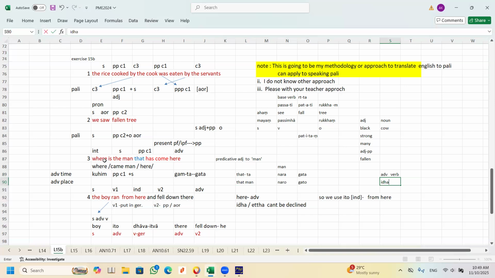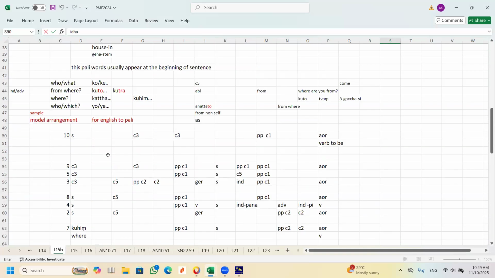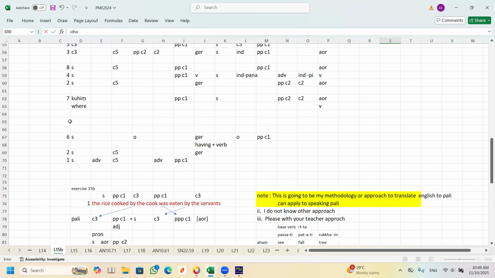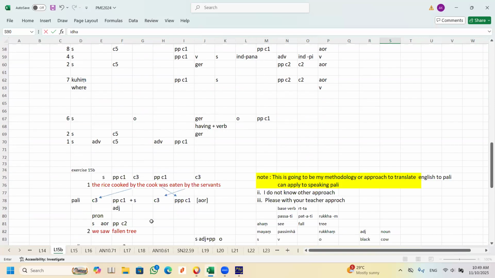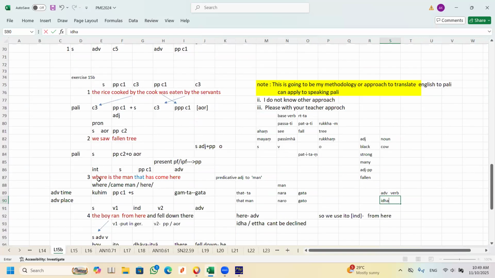Now the question is where. In this particular case, the word where is an interrogative referring to place. Where? So it has to appear in the first position. That's why you take kuhim, or kata, any one of them. Where? So this is where. And then you know that the subject, and then this is going to be your adjective, followed by the adverb here. That's how you do it. Understand?